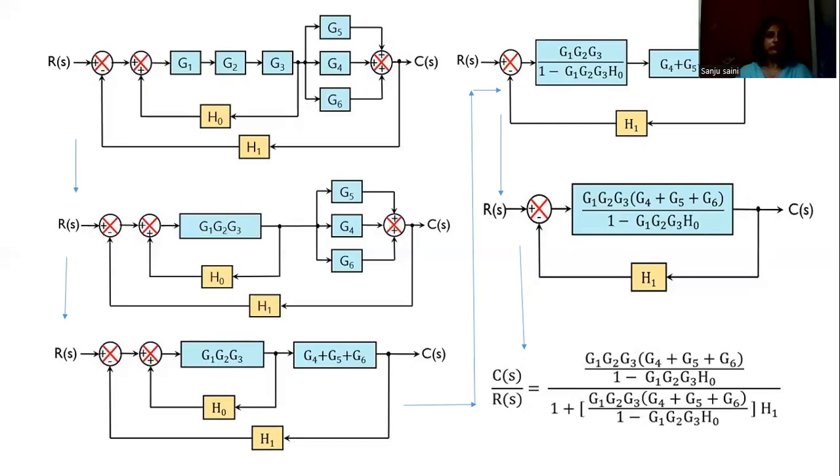So we should not get confused with the type and order of the system. Order is the highest power of S in the characteristic equation, and type is the total number of roots of the characteristic equation lying at S equal to 0. So all these things affect the stability of the system largely. So we'll be discussing those things within the upcoming lectures.